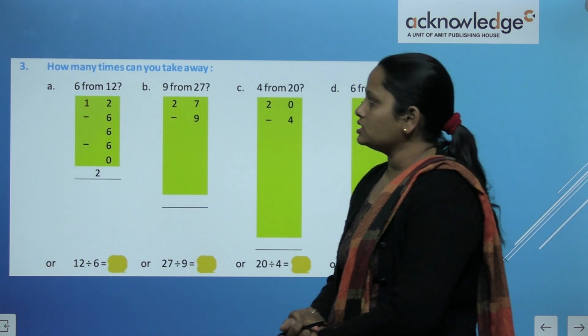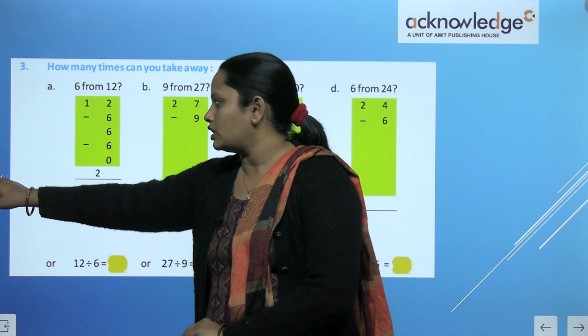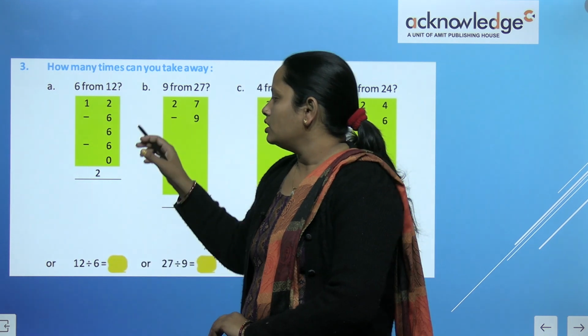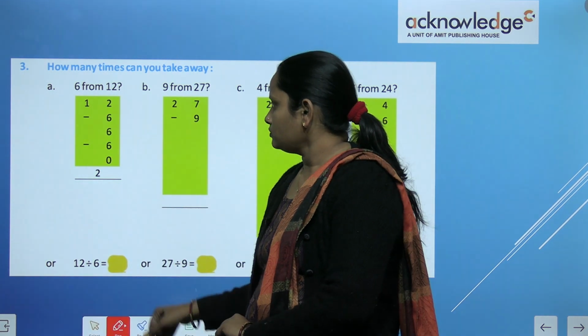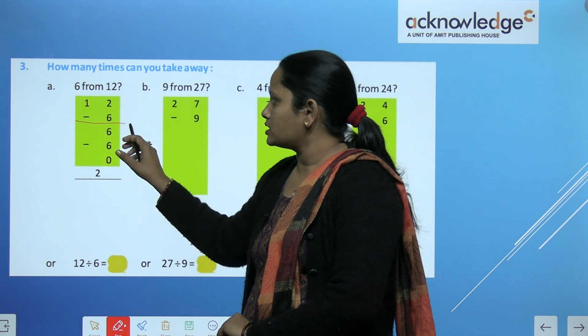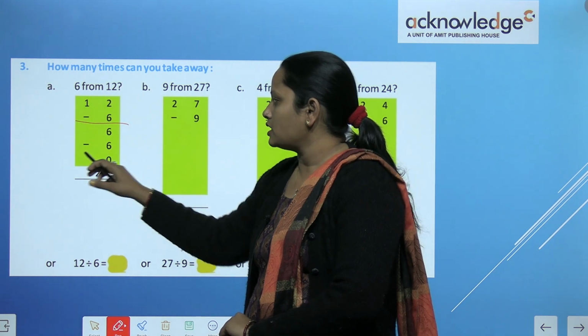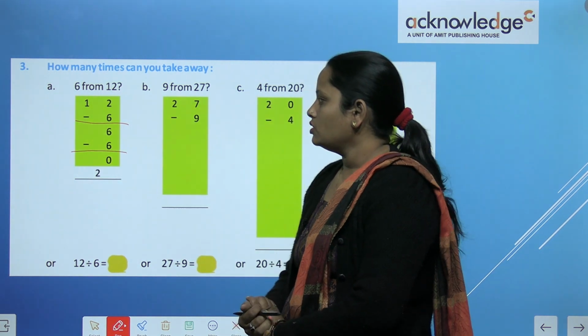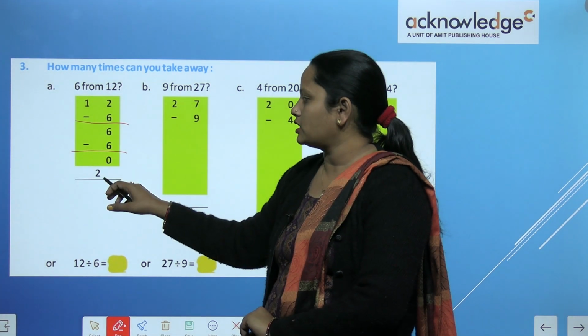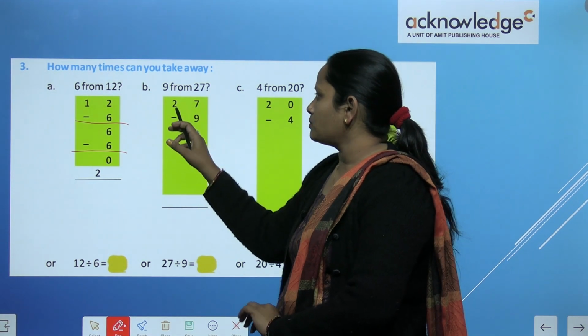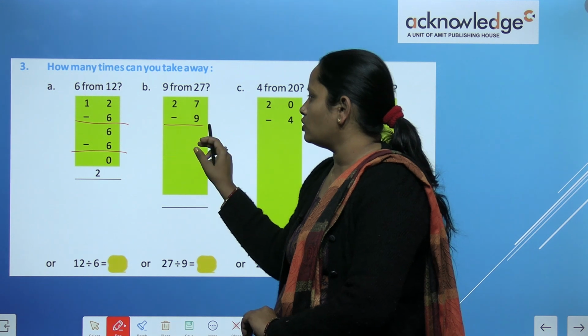Now question number 3 says how many times can you take away? कितनी बार आप ले सकते हैं? Let's see. 12 minus 6 is 6. Now 6 minus 6 is 0. So here कितनी बार हमने 6 को subtract किया? 2 times. So let's subtract 27 में से 9 को.